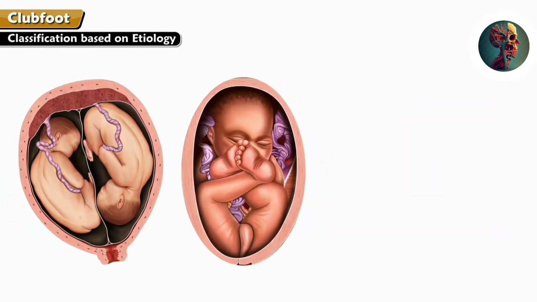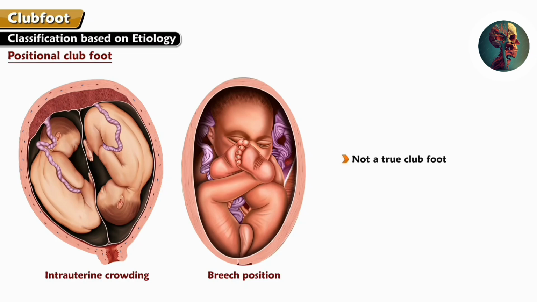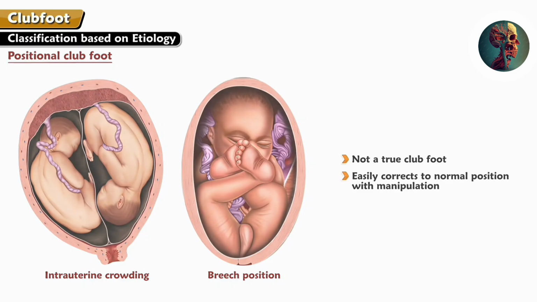Classification based on etiology. Clubfeet can be classified based on etiology as follows. Positional clubfoot. Positional clubfoot is due to intrauterine crowding or breech position. It is not a true clubfoot. It is a normal foot that has been held in a deformed position in utero. The positional clubfoot easily corrects to a normal position with manipulation.